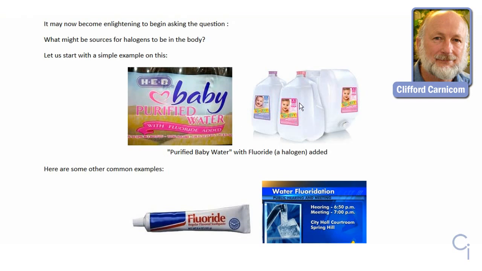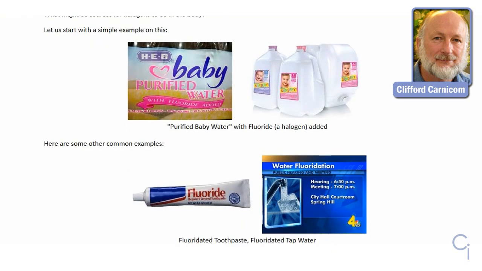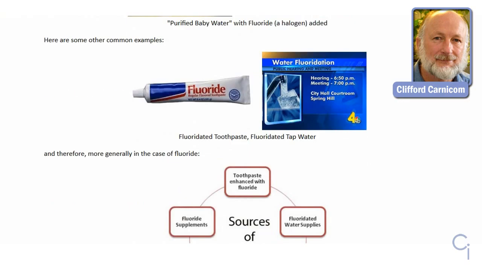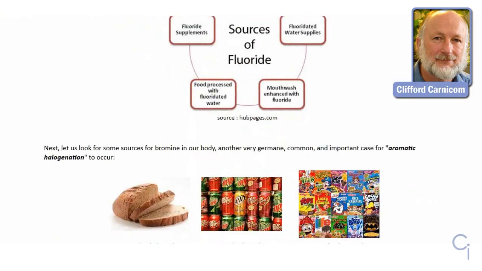They sell it as baby water. Purified baby water. And guess what it has in it? It has fluoride in it, okay? Fluoride is a halogen. I mean, they're selling it in the store, okay? It's in the toothpaste. You want to ask where halogens came from.